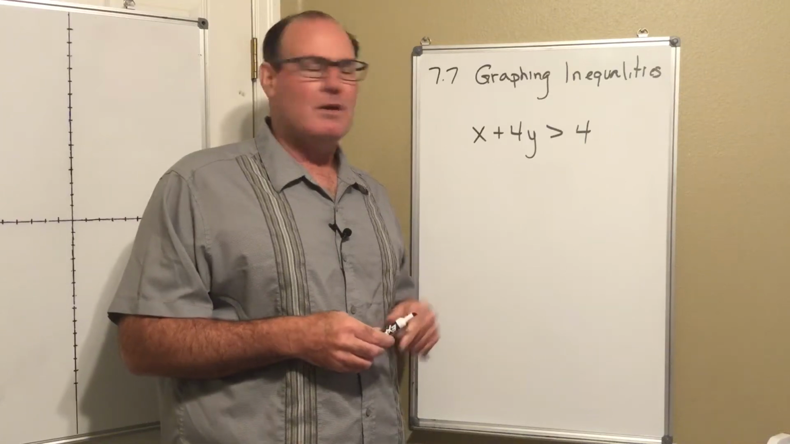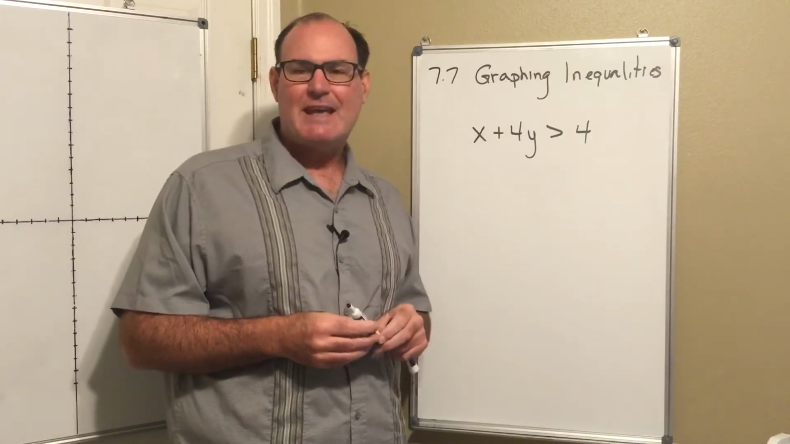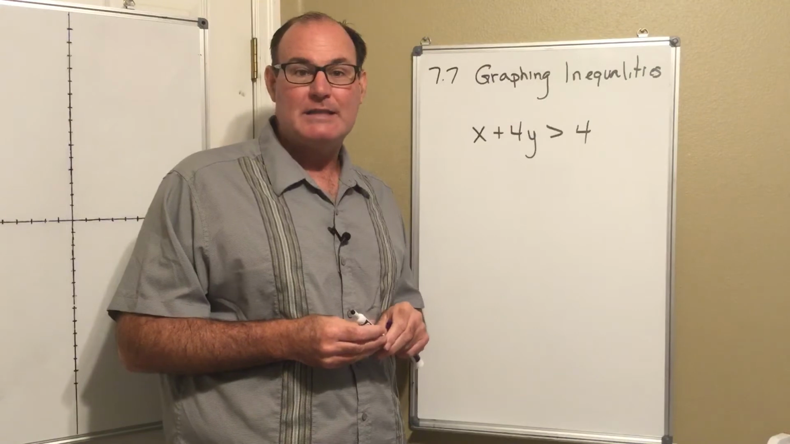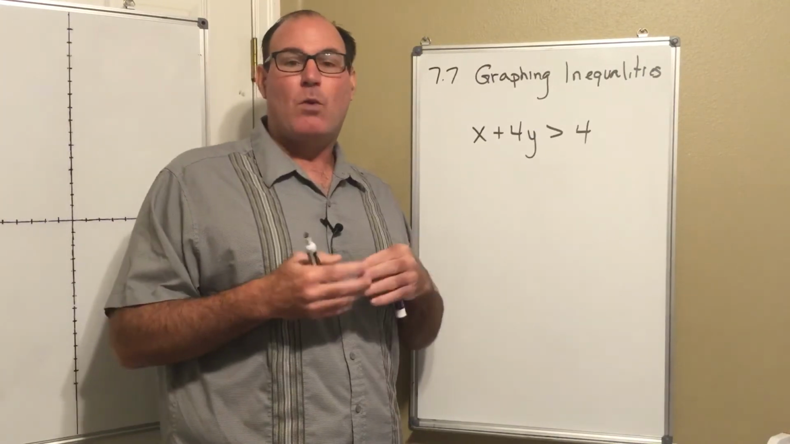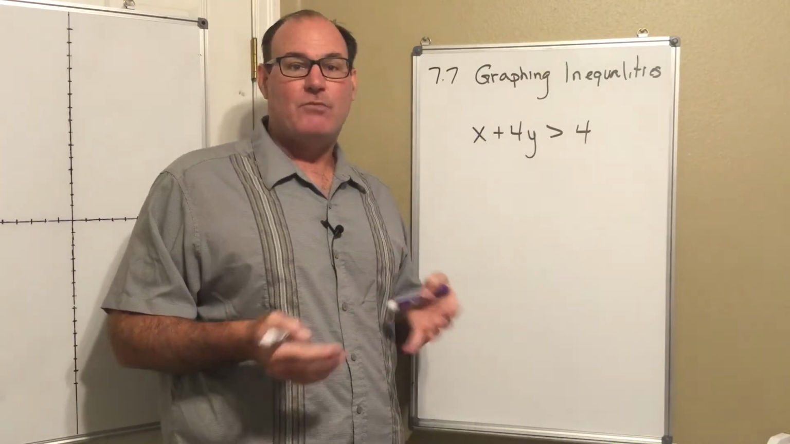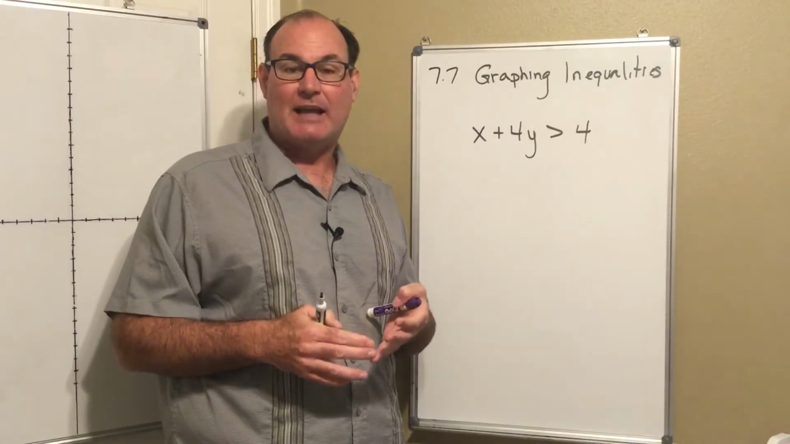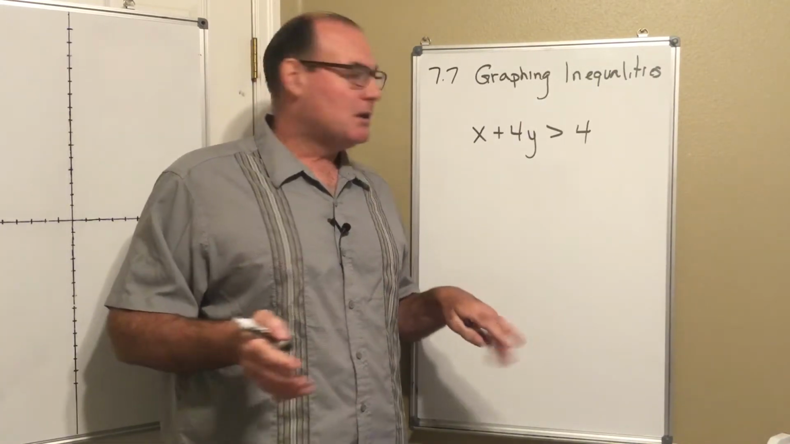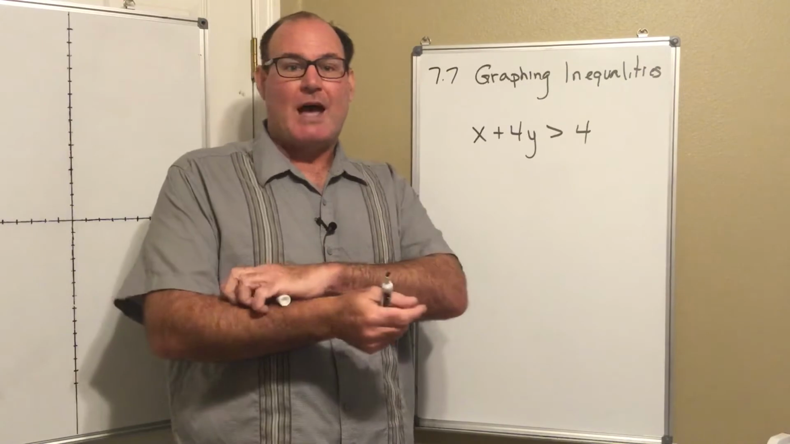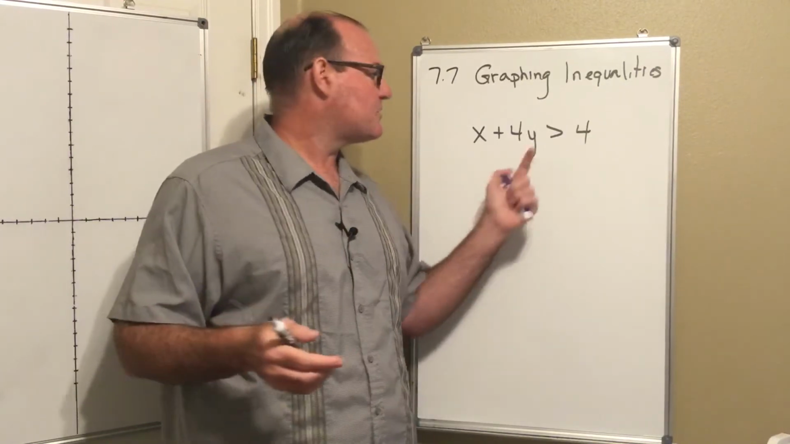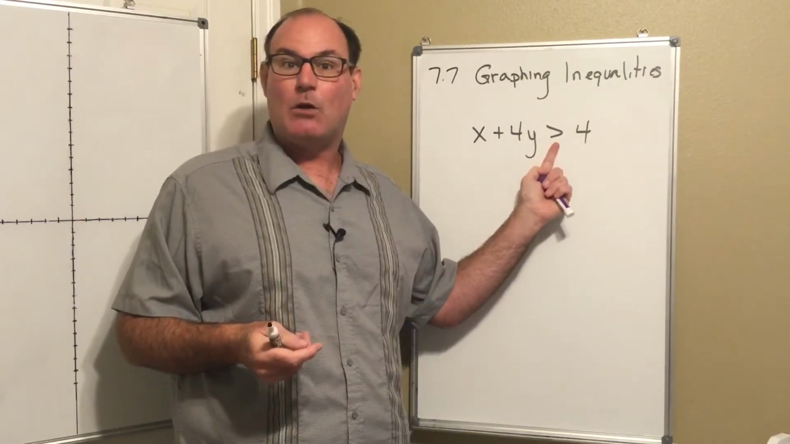All right, so we're in section 7.7. We're going to graph inequalities. So no matter what kind of inequality that you're going to graph, whether it is linear or whether it is nonlinear, the steps are the same. And so there are 3 steps. I recommend using these 3 steps so that you don't get goofy with the inequality sign.